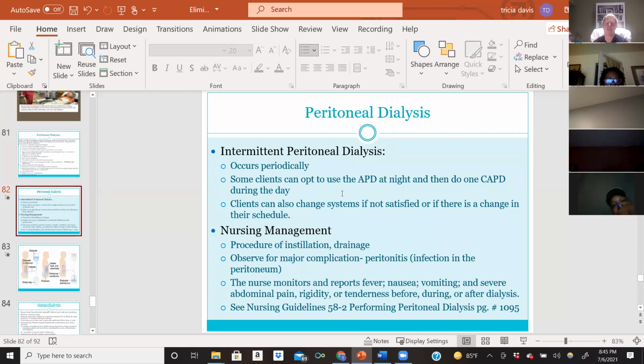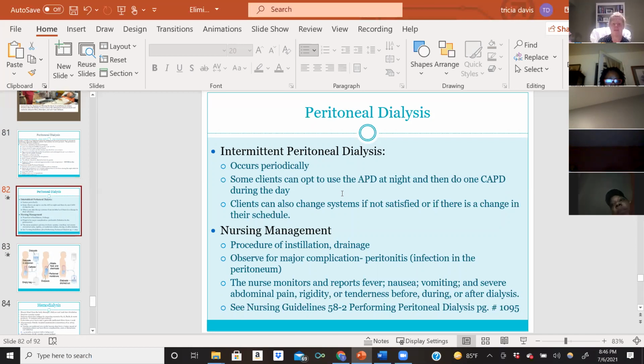So the intermittent peritoneal dialysis happens periodically. Some clients can opt to use the APD at night and then do the continuous cyclic one during the day. Clients can also change systems if not satisfied or if there's a change in their schedule. That gives them a little bit more independence instead of going to dialysis 3 times a week for 4 to 6 hours a day.